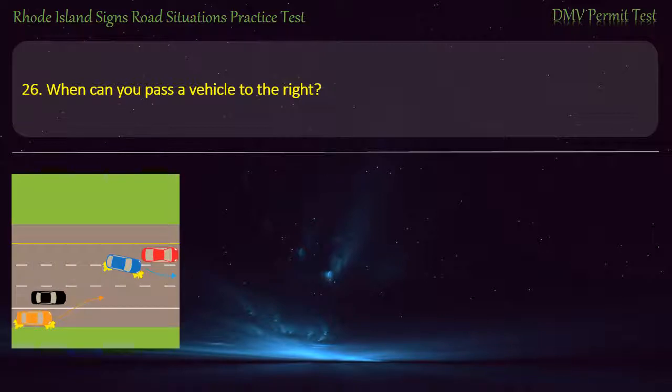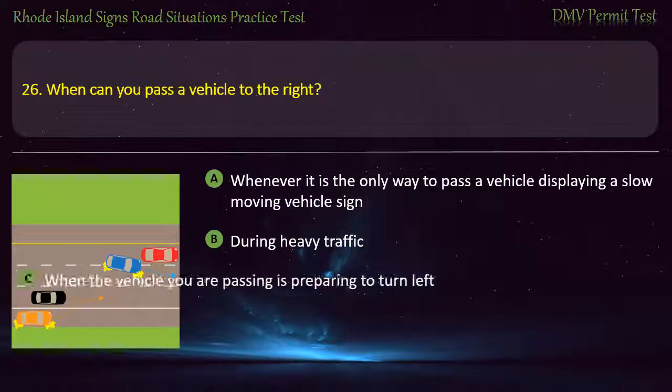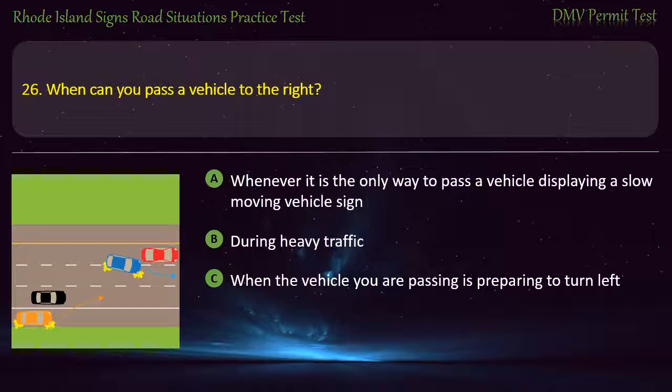Question 26. When can you pass a vehicle to the right? Whenever it is the only way to pass a vehicle displaying a slow-moving vehicle sign. During heavy traffic. When the vehicle you are passing is preparing to turn left. All of the above. Answer. When the vehicle you are passing is preparing to turn left.